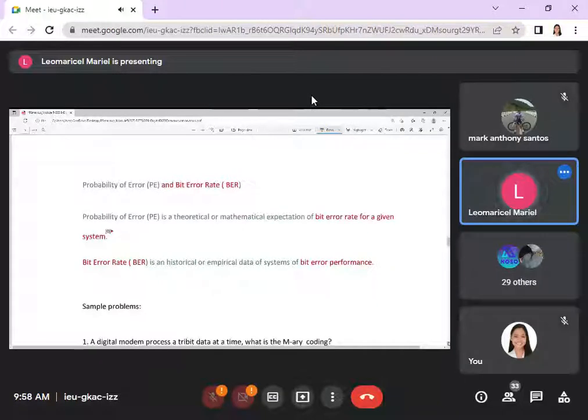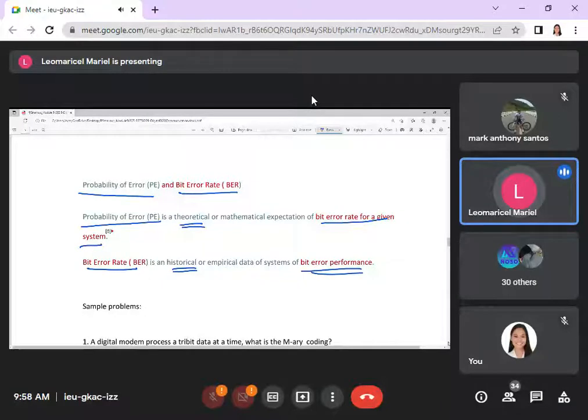Okay, another. Meron din tayong tinatawag na probability of error at saka bit error rate. So, what is the difference between the two? When we say probability of error, it is a theoretical or mathematical expectation of the bit error rate of a given system. Pag sinabi nating bit error rate naman, that is the historical or the empirical data of the system of the bit error performance.